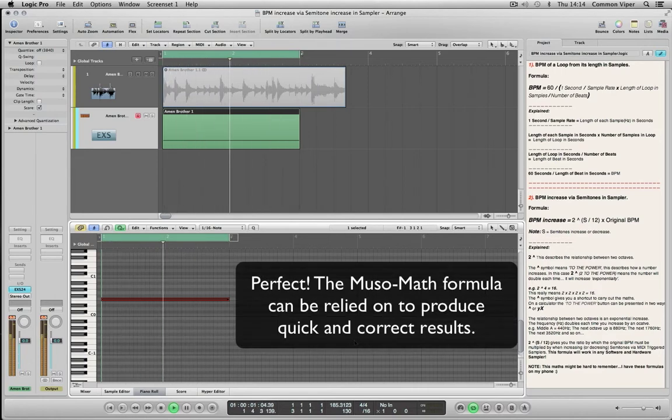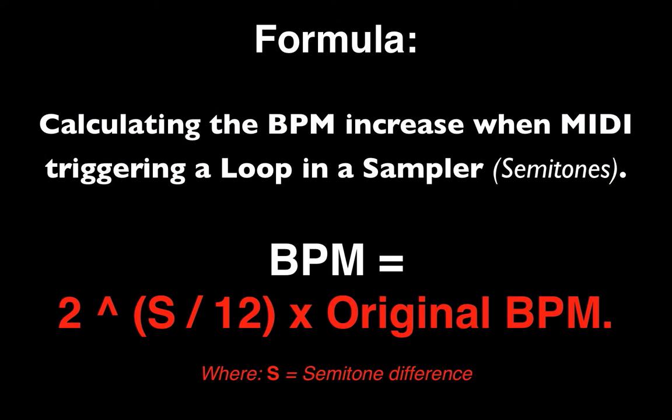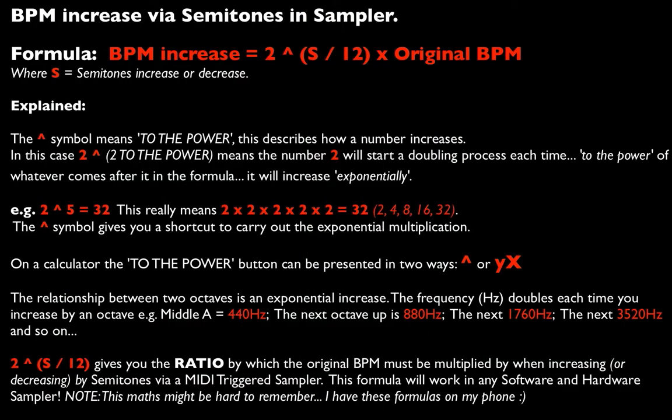Now you should pause and rewind and check this out. So that's the formula we use to calculate the BPM increase or decrease when MIDI triggering a loop in a sampler. You can pause and take this in. My name's Alan Miles. I'll see you later.